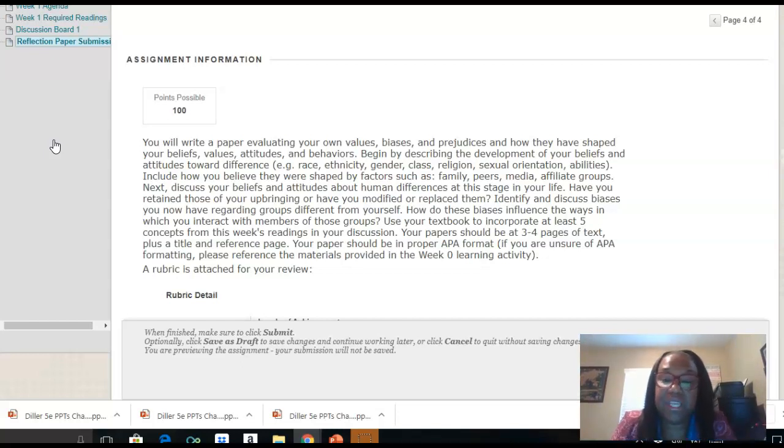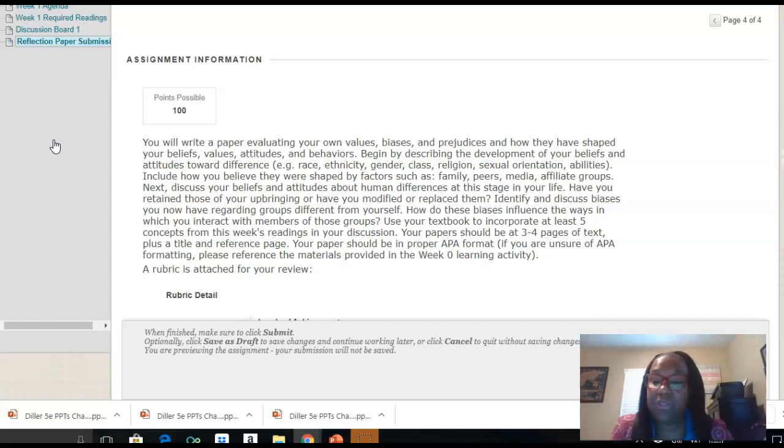Include how you believe they were shaped by factors such as family, peers, media, affiliate groups. Next, discuss your beliefs and attitudes about human differences at this stage in your life. Have you retained those of your upbringing, or have you modified or replaced them? Identify and discuss biases you now have regarding groups different from yourself. How do these biases influence the ways in which you interact with members of those groups? Use your textbook to incorporate at least 5 concepts from this week's readings in your discussion.